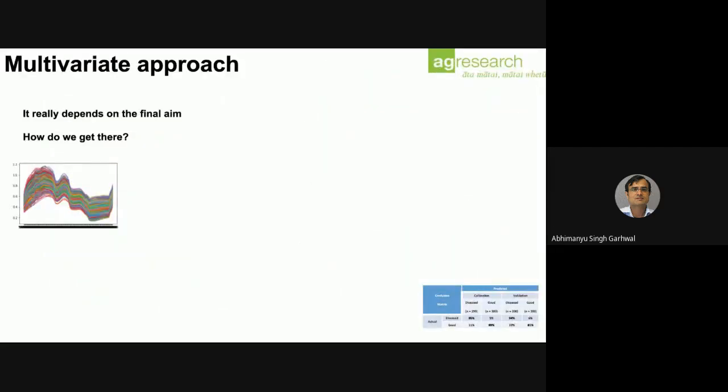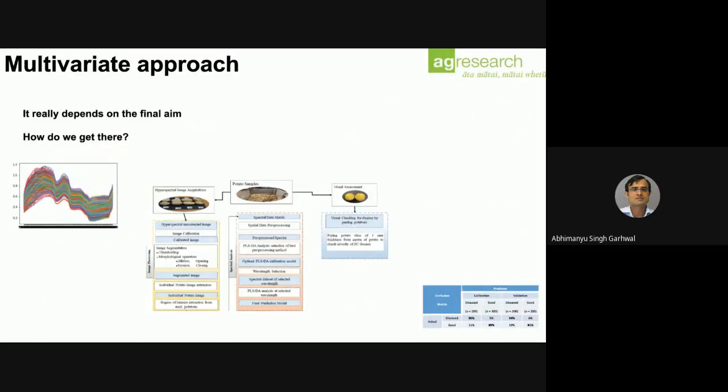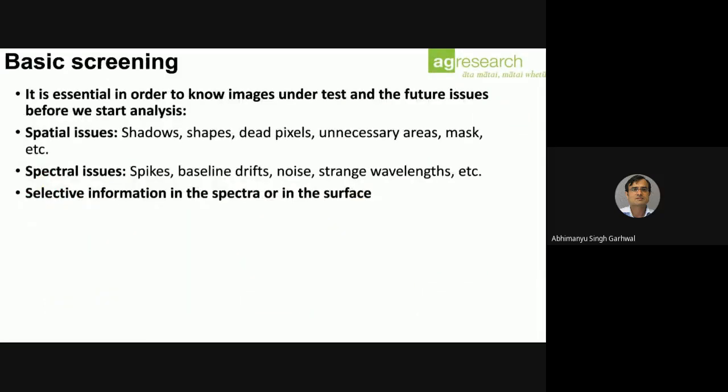Now we have this spectral information and we need the results. For this, from this step to this step, we need a methodology, and that's the methodology that we developed to get the results. Before we start working, we have to know the images and the test and what the future issues are before we start analysis. There are 3 issues: spatial issues, spectral issues, and selective information. Spatial issues are like shadows of the potato, shapes, because potatoes are not in a fixed shape, dead pixels, some unnecessary area, and how you develop the mask. These are the spatial issues that we are going to address.